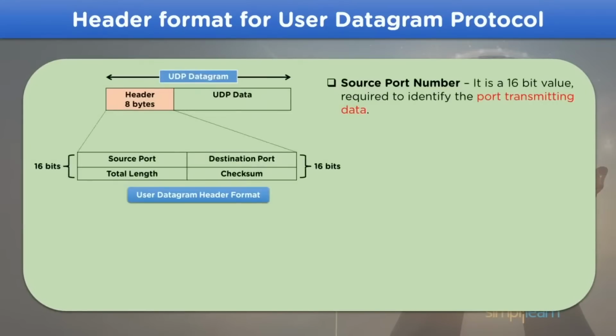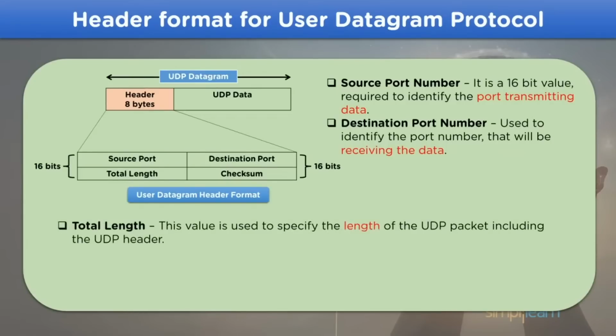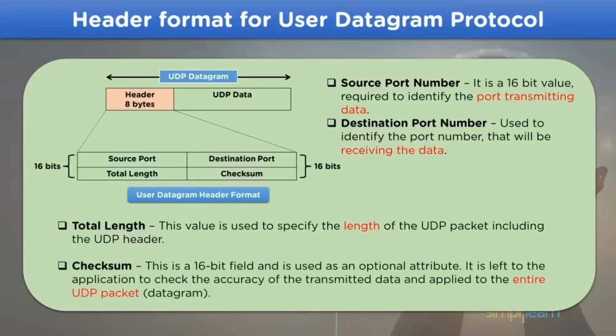The first one is source port number. It is a 16-bit value that is used to identify the port that is transmitting the data. Next is destination port number, that is used to identify the port number that will be receiving the data on the receiver end. Next we have total length. As the name suggests, this value is used to specify the total length of the UDP packet, including the UDP header part. And the last is checksum. This is a 16-bit field and is used as an optional attribute. It is left empty if there is no need, or it is used in cases where the accuracy of the data is to be measured.